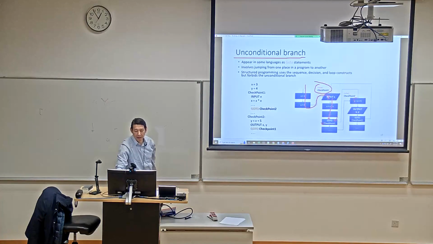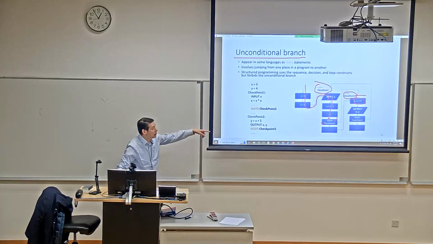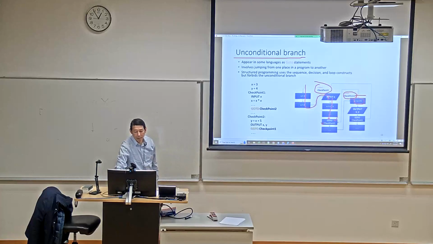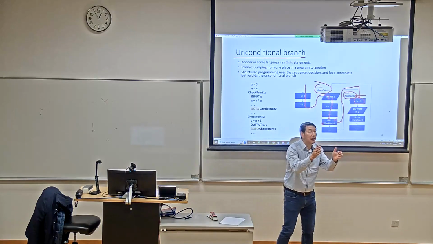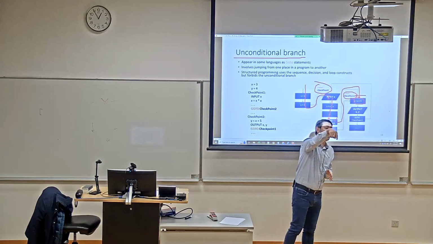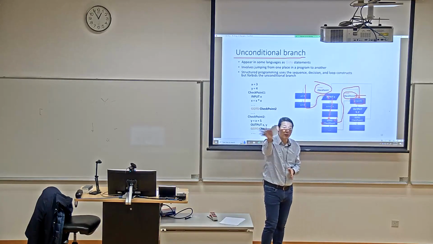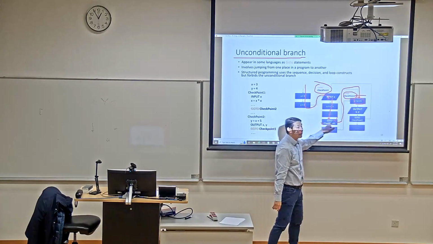Before this one we have a label, and the name is label checkpoint number 2. So in other words, when the program comes to this line, it will jump to this place directly, without any conditions. There's no such thing as "if this one is true, let's jump to label checkpoint number 2."